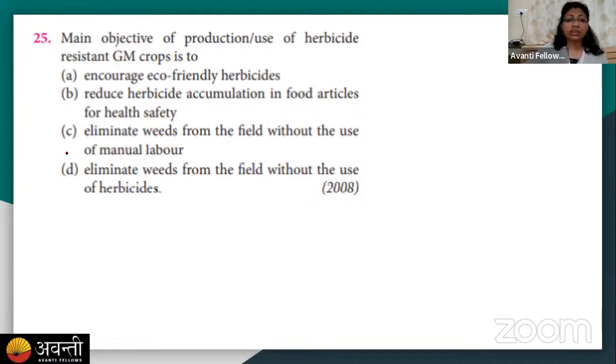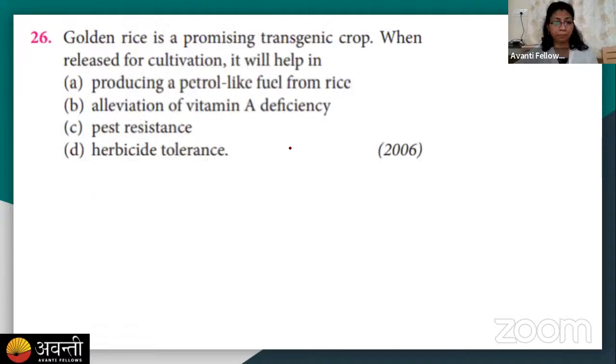Okay, perfect. Yes, the answer is C. As we have already discussed, the herbicide used here is glyphosate, which is disrupting the shikimic pathway, which is responsible for the production of growth hormone, that is auxin. So we are making the GM crops herbicide resistant, so that only weeds will get affected and our crop will not get any damage, and without using manual labor we are able to destroy all the weeds.